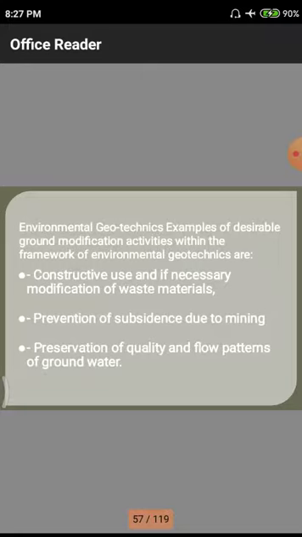First of all, we have the constructive use of waste materials, by necessary modification. That means whatever waste material is coming from the particular structure. Suppose we have an apartment. Normally apartments have 60 to 70 years of lifespan. After the lifespan is completed, we need to demolish the apartment and reconstruct a new one. After the demolishing, we have a huge amount of scrap.